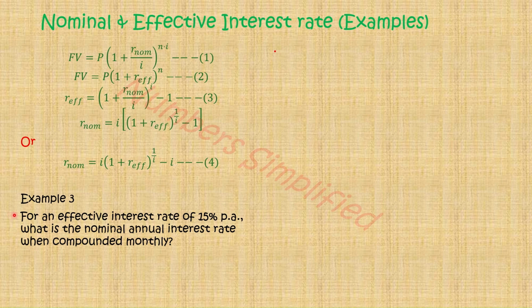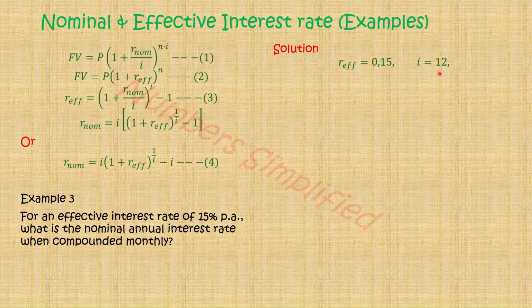So in the third example, this is what we have. For an effective interest rate of 15% per annum, what is the nominal annual interest rate when compounded monthly? As before, we check the variables that are given. So we see that we have the effective interest rate of 0.15, 15% in other words. And now this is compounded monthly, implying that the i is equal to 12.